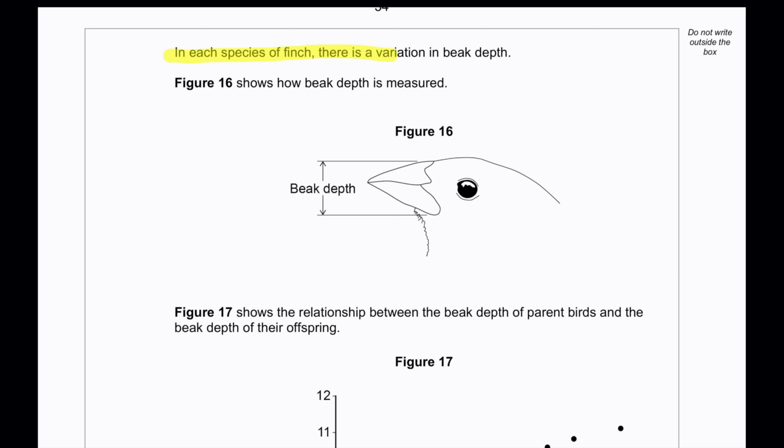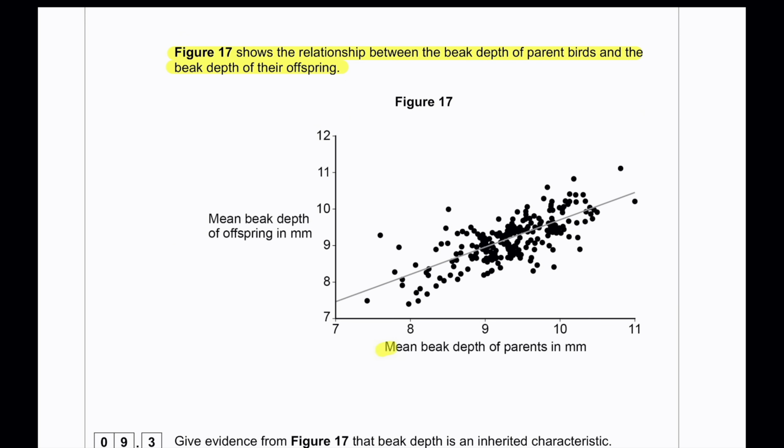In each species of finch, there is a variation in beak depth. Figure 16 shows how beak depth is measured. Figure 17 shows the relationship between beak depth of parent birds and the beak depth of their offspring: mean beak depth of parents in millimeters and mean beak depth of offspring in millimeters. As you can see, if one of them is increasing, the other one is increasing. So it is a positive correlation.